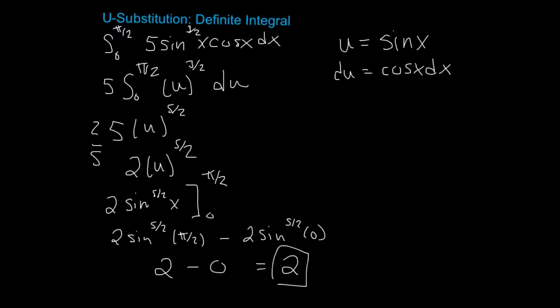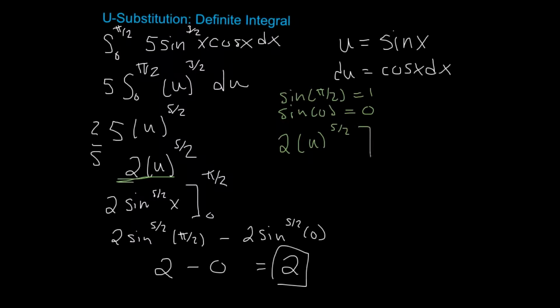You can also solve problems like this in a different way. Sometimes it's convenient to substitute your bounds. So once you reach the point where you have this expression right here, 2u to the 5/2, you can evaluate u at your current bounds. So that's going to be sine of pi over 2, which is equivalent to 1, and then at the lower bound, it's going to be sine of 0, which is equal to 0. You can now write this as 2 times u to the 5/2 being evaluated from 0 to 1.